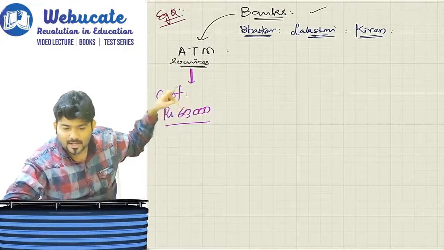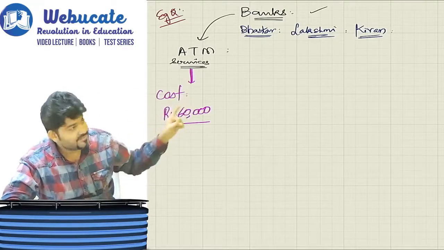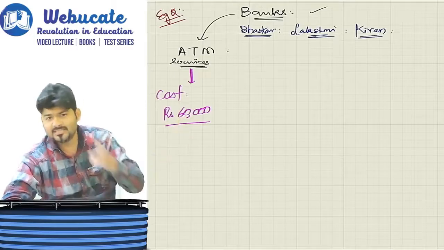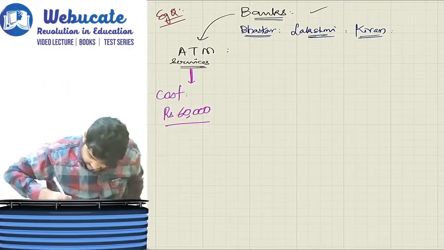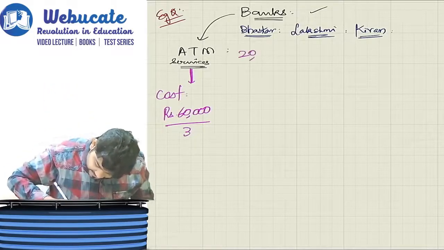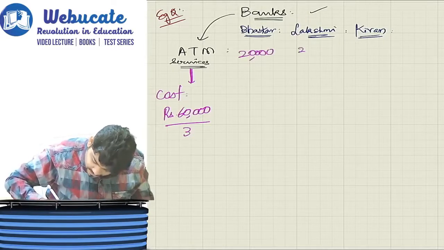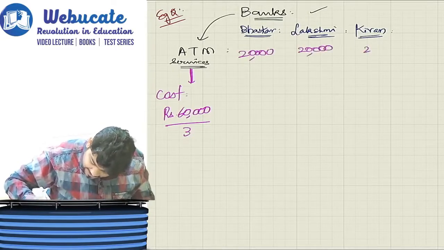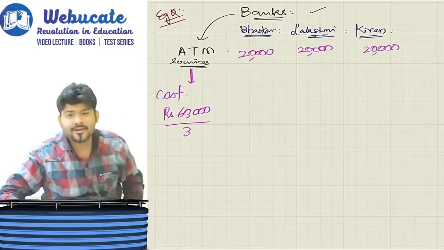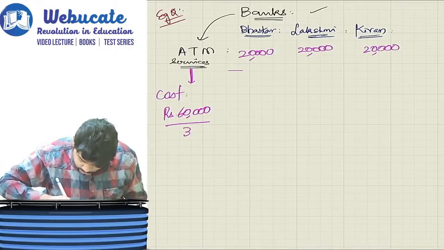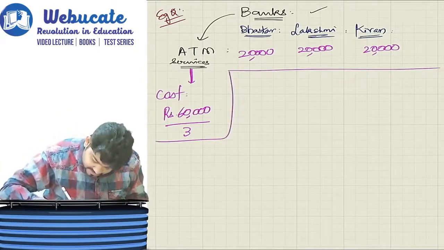Pay attention. Now, in case of banks, what do they do? They will see, okay, ATM charges 60,000. Okay, how many customers do we have? We have 3 customers. Let's divide it by 3. So 20,000 we will charge to Bhaski, 20,000 we will charge to Lakshmi, and 20,000 we will charge to Kiran. But now let me give you some further insight.